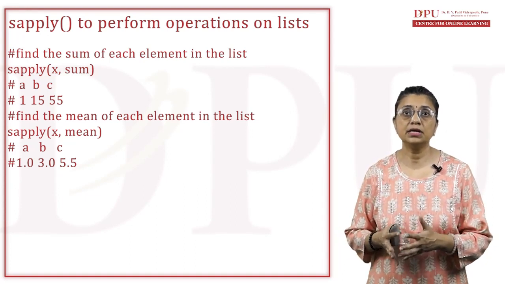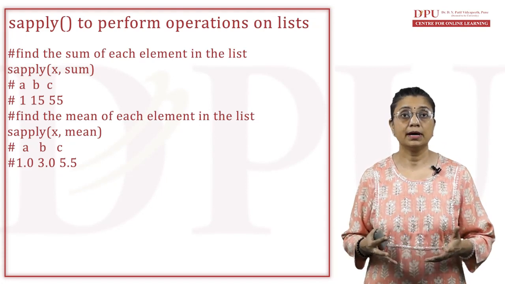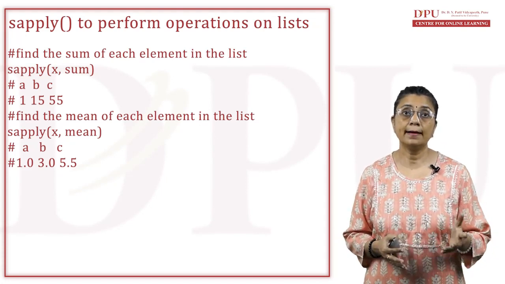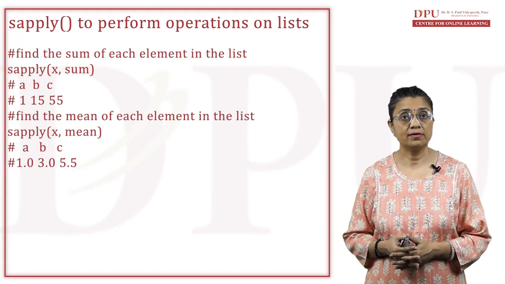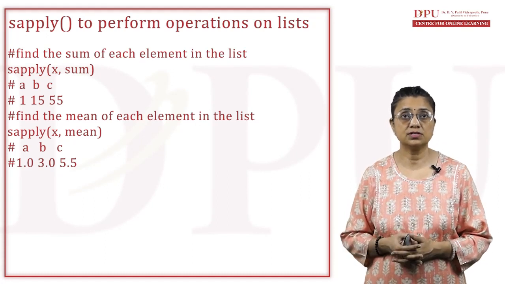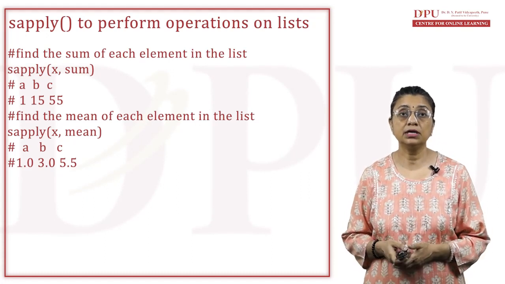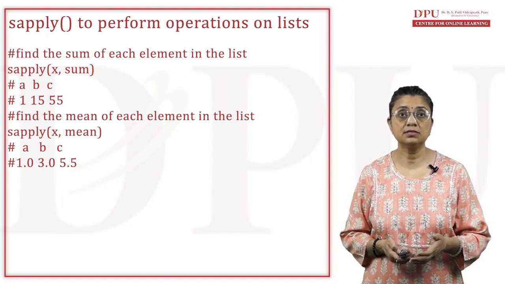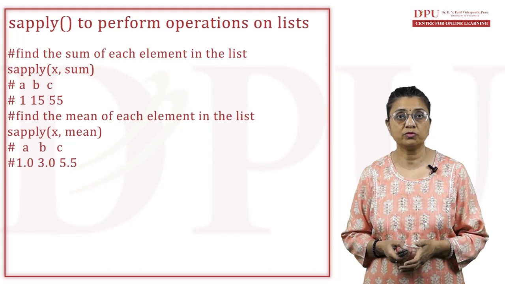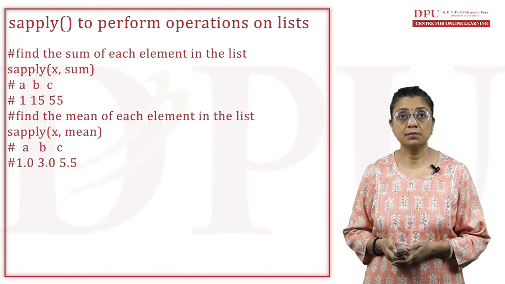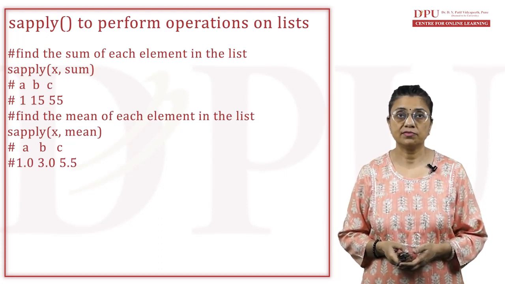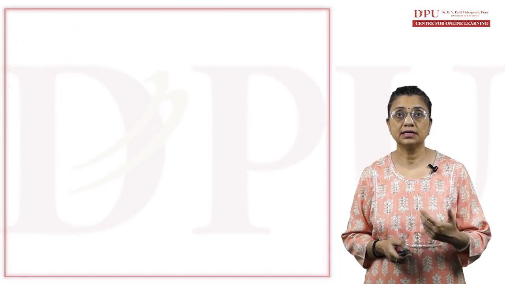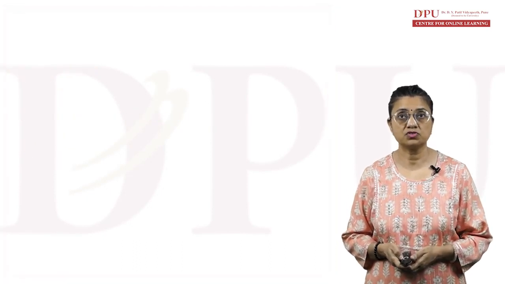Likewise, I find the mean of each element in the list by using the sapply function. I pass X as my data and mean as the function. And I get the means of the elements A, B and C. So you can see I'm getting the mean so easily, which is 1, 3, 5.5. And the sum is 1, 15 and 55. So that is how I'm creating a list and performing certain operations easily.